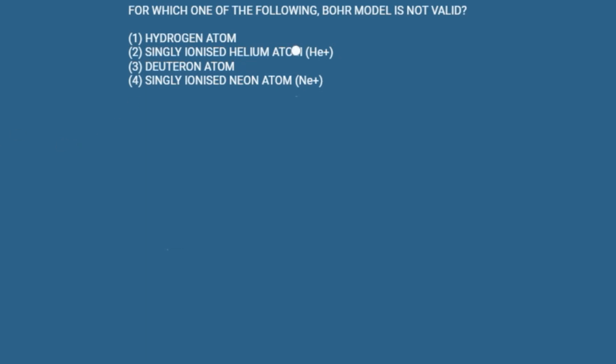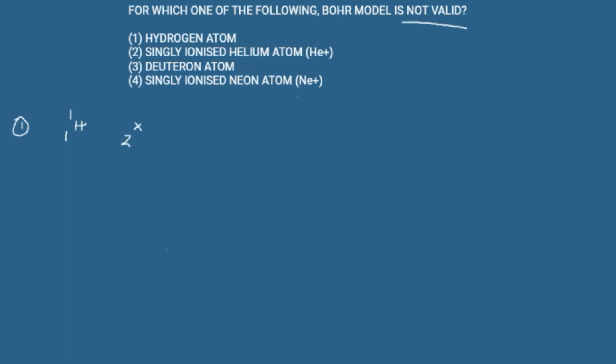So here it is asked for which atom the Bohr model is not valid. That is what we have to find out. First we start with the first one, the hydrogen atom. Hydrogen atom is represented by 1H1.